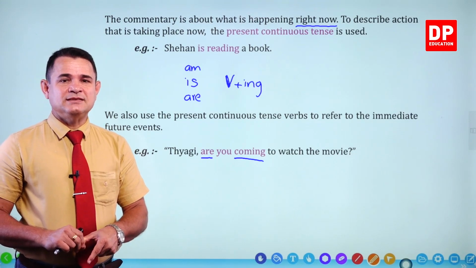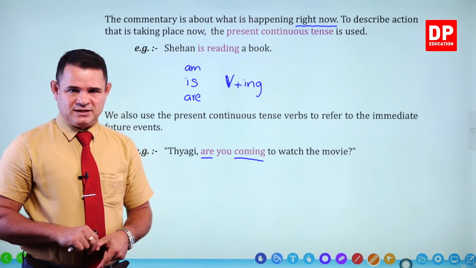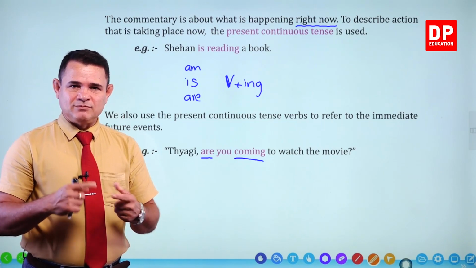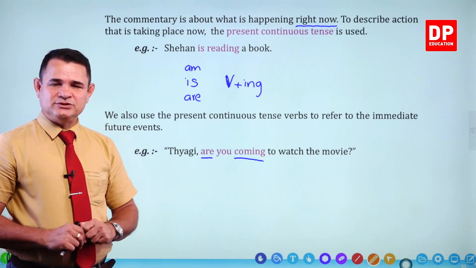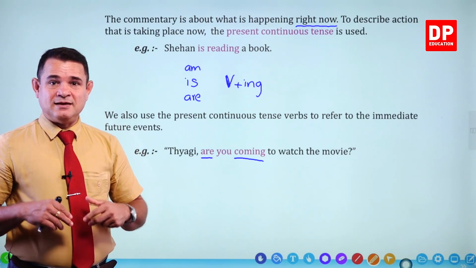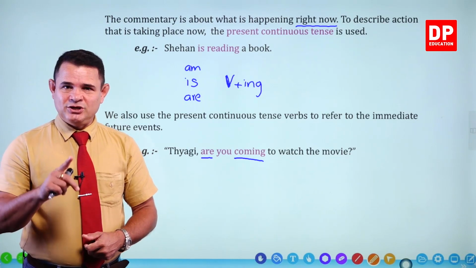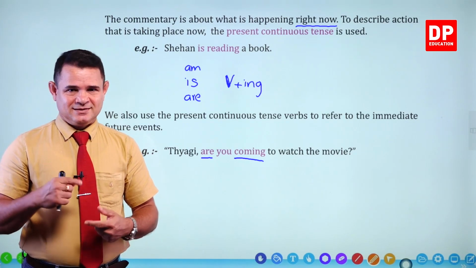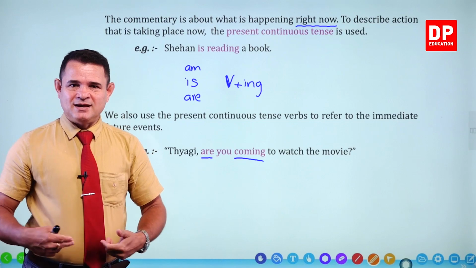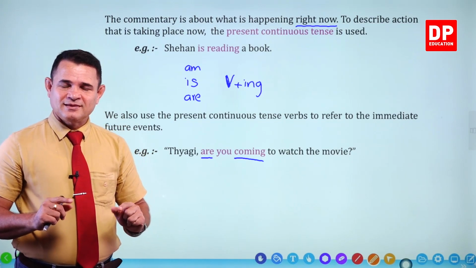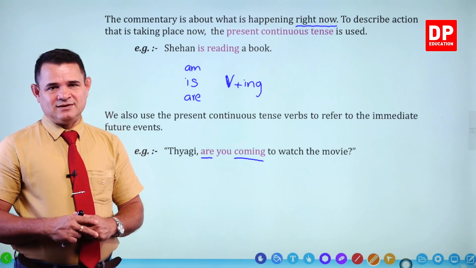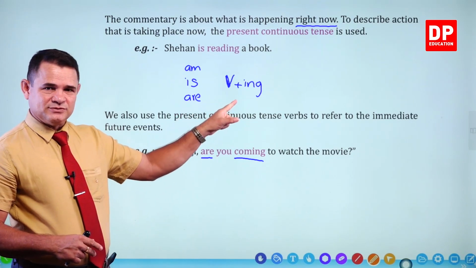One is for the things happening at the time of speaking. If something is happening at the moment of speaking, we use present continuous. I am speaking. You are listening. Things happening now. I am standing. You are watching. Present continuous.